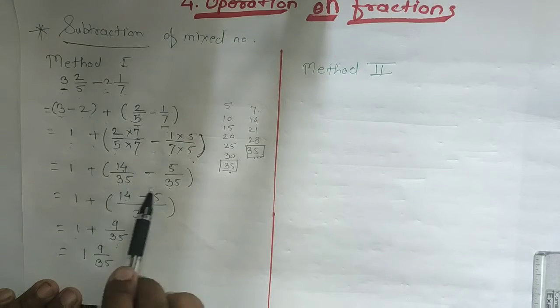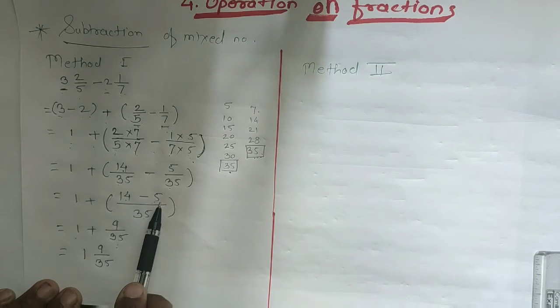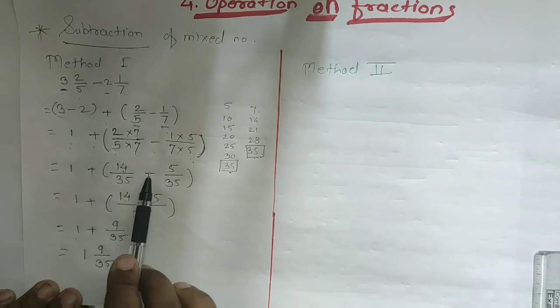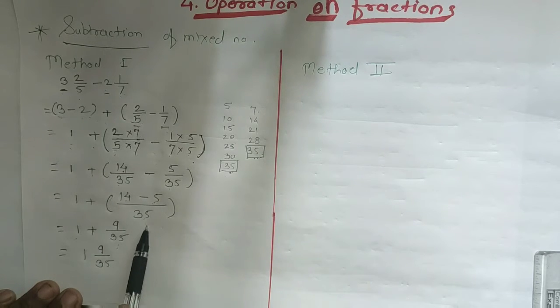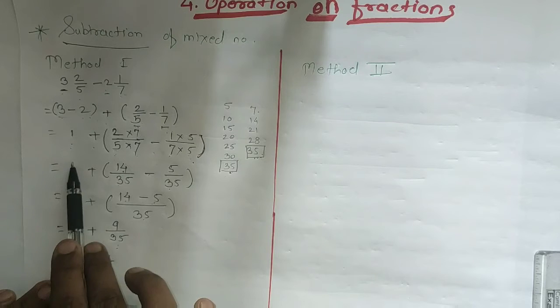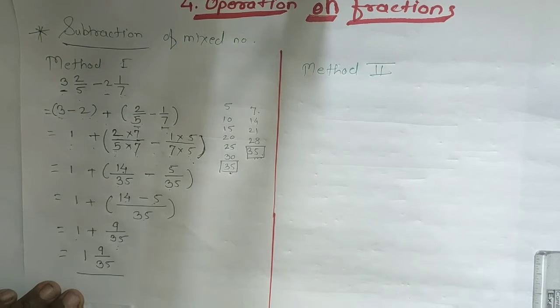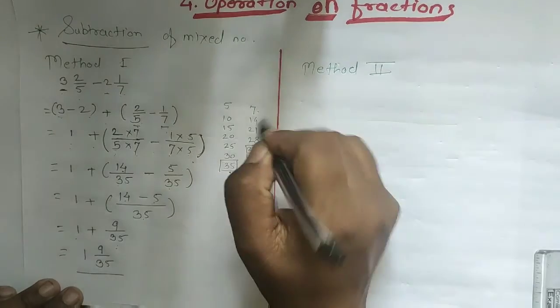Now after making the denominator the same, just simple mathematical operations are left to do. So 14 minus 5 divided by 35. 14 minus 5 is equal to 9. The one will come from the next steps. So I got 9 upon 35 here, and the answer is one integer 9 upon 35. That is the first method.